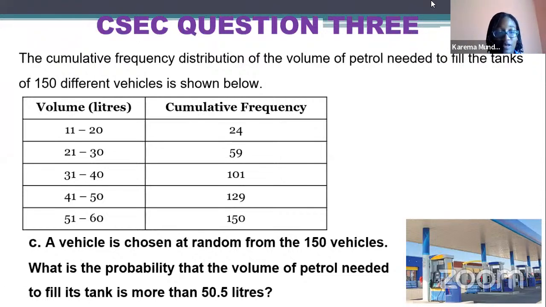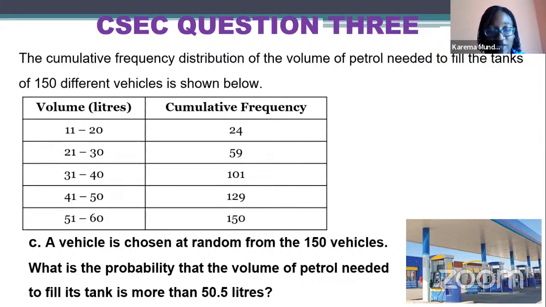All right, so this is another probability. So let's see if what we learned from the previous question. Now, in this case, a vehicle is chosen at random, clearly from the 150 vehicles. What is the probability that the volume of petrol needed to fill its tank is more than 50.5 liters?